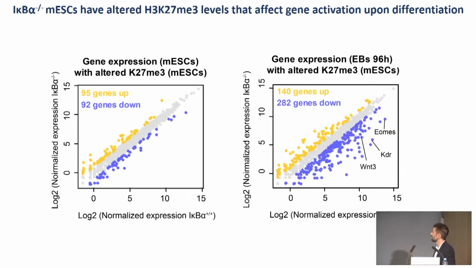However, upon differentiation, the same genes that were presenting differential binding of lysine 27 trimethylation were genes that, upon differentiation at 96 hours, were mainly downregulated. So these results suggest that this differential distribution is causing a failure in the activation of mainly differentiation programs.